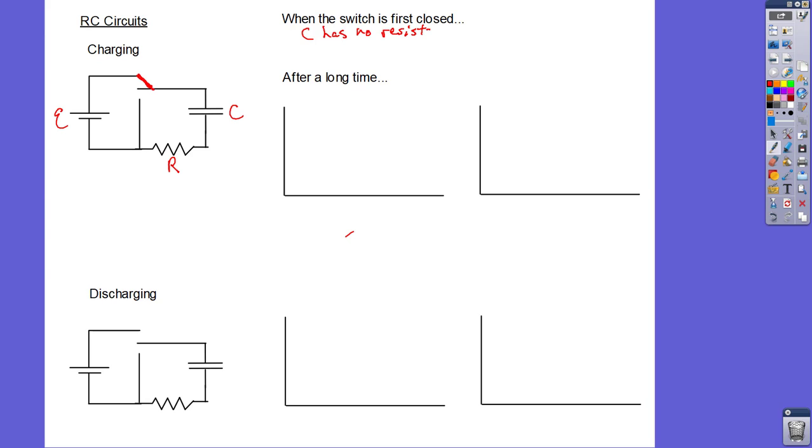It's like there's a wire in there. Okay, so it's really just like a circuit with the resistor and the EMF, and it's like there's a wire there, there's no resistance, so the current is going to equal E over R.